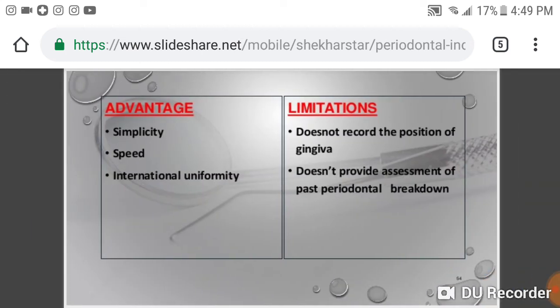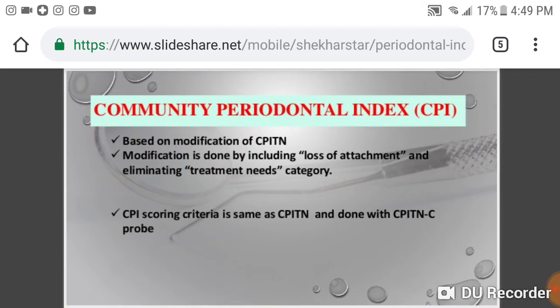Advantages of CPITN: it is simple to use, there's speed in the use, and international uniformity is also there. The limitations: it does not record the position of gingivae, and doesn't provide assessment of past periodontal breakdown. The Community Periodontal Index, that's the CPI.